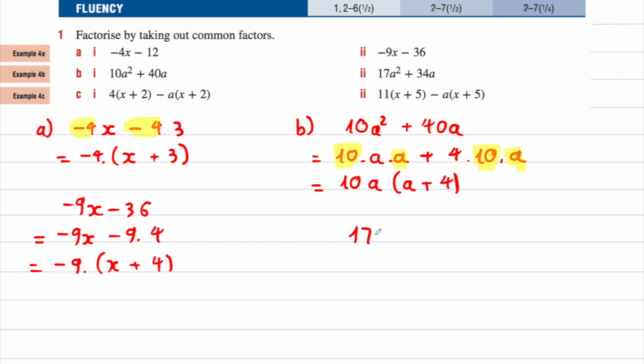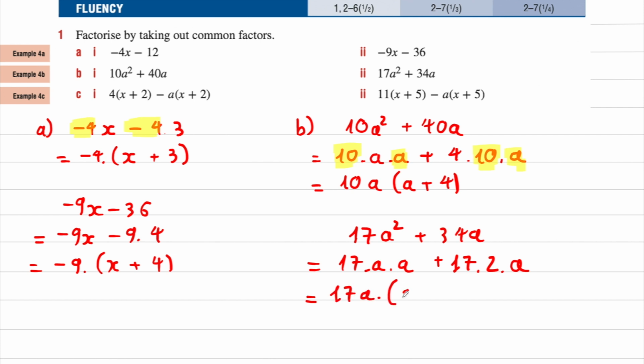Question 2 for this one: 17 will be outside, 17a times a, 34a equal to 17 times 2a. So the common factor is 17a. Take it outside, and then inside the bracket you get a plus 2. Yeah, we finished this question.